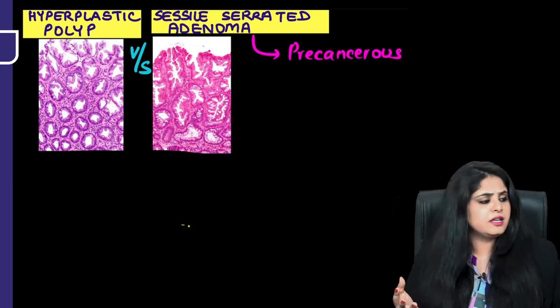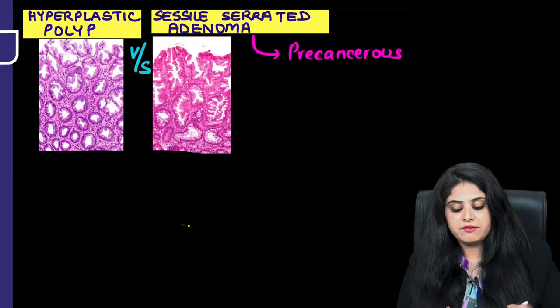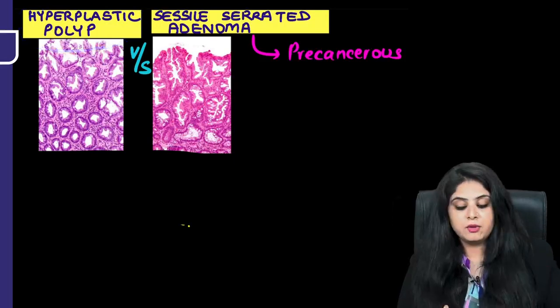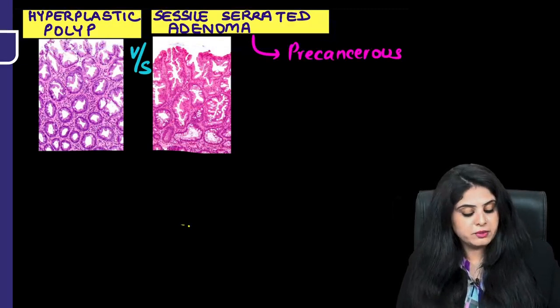But there is no comparison at all. One is innocent, one is very, very troublesome. So I have to differentiate. Now I have to tell the patient whether you have the innocent polyp or you have the deadly polyp. What is the problem? Why am I confused between them?